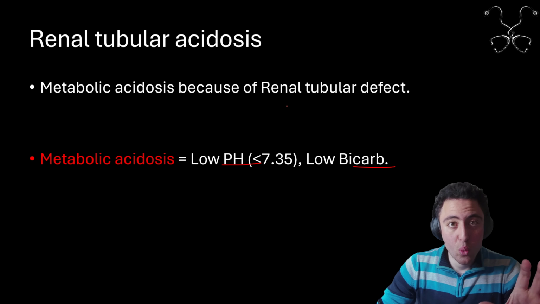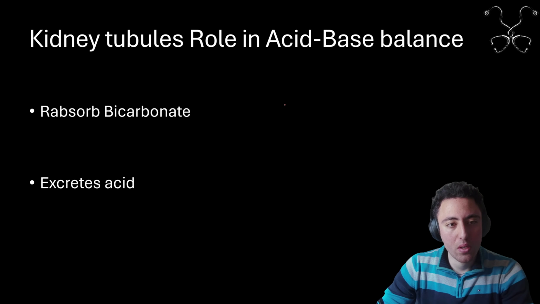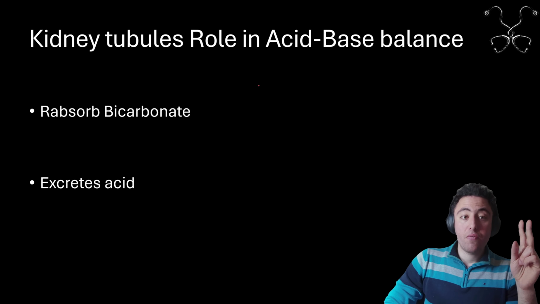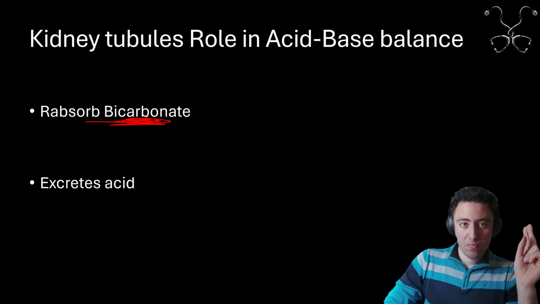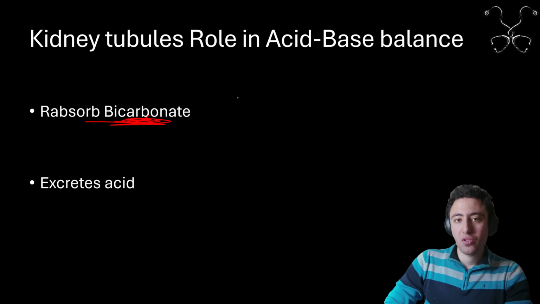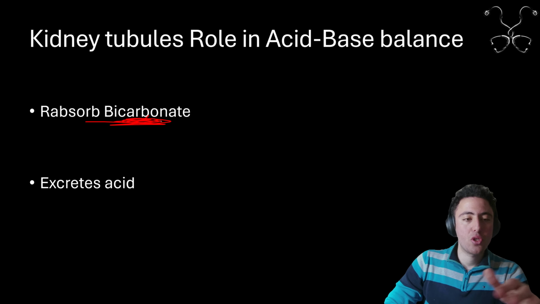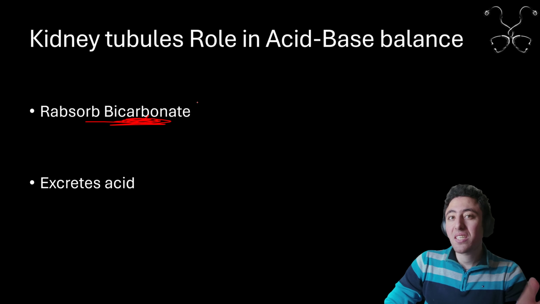You have to know first, what is the role of renal tubules in acid-base balance? And we're going to review that quickly. So first of all, the kidney does two jobs, right? First of all, it reabsorbs bicarbonate. Bicarbonate is a buffer that is used to buffer the acids in the blood. So if you have acidosis, you have low bicarbonate because that bicarbonate was used to buffer the acids and maintain your pH. So the first job of kidney tubules is to reabsorb that bicarbonate. The second job is to excrete the acid.